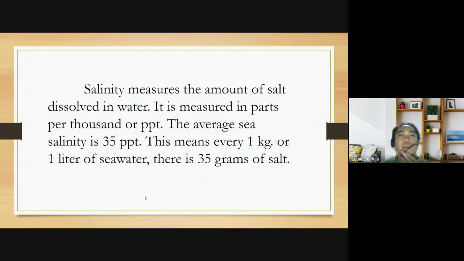Okay, salinity measures the amount of salt dissolved in water. It is measured in parts per thousand or ppt. The average sea salinity is 35 ppt. This means every 1 kilogram or 1 liter of seawater, there is 35 grams of salt.